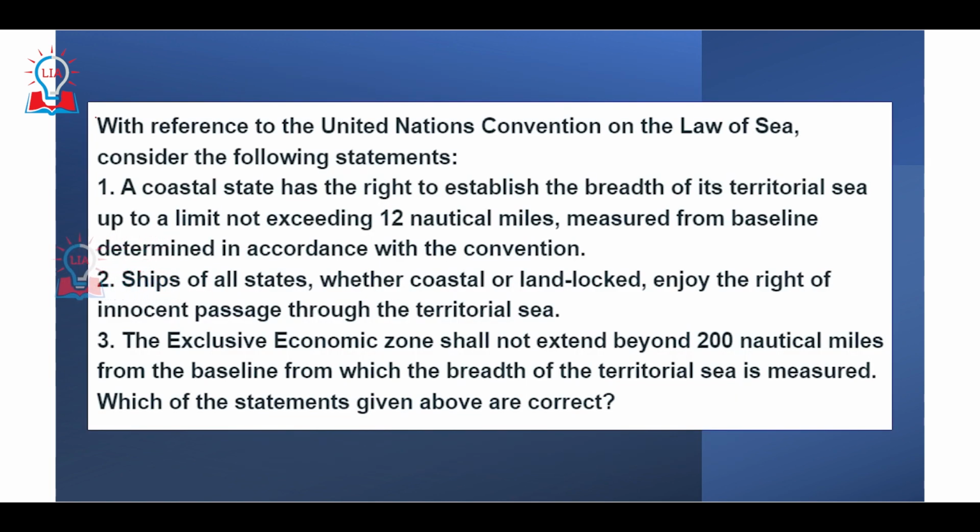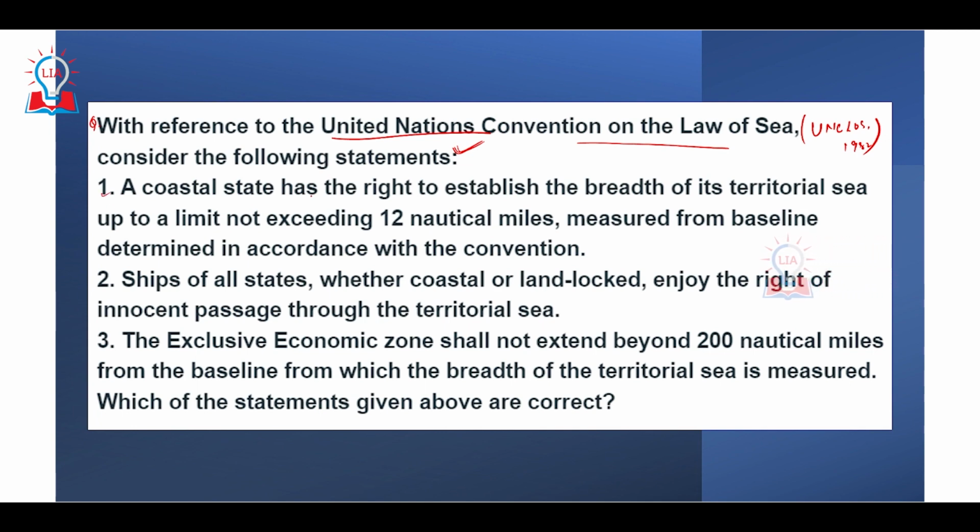Next question is related to the maritime zones. This question is related to the United Nations Convention on Law of the Sea, also in short called UNCLOS, which was signed in the year 1982. So the question asks, as far as UNCLOS is concerned, which of the given statements are the correct ones?